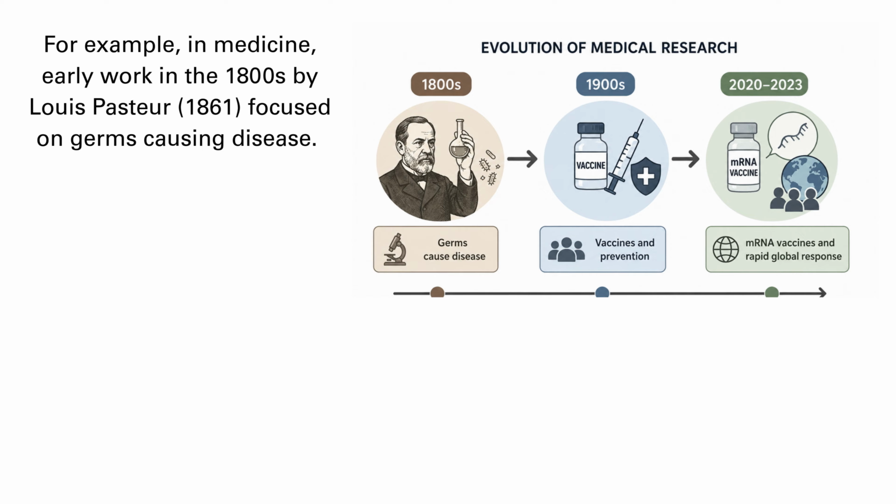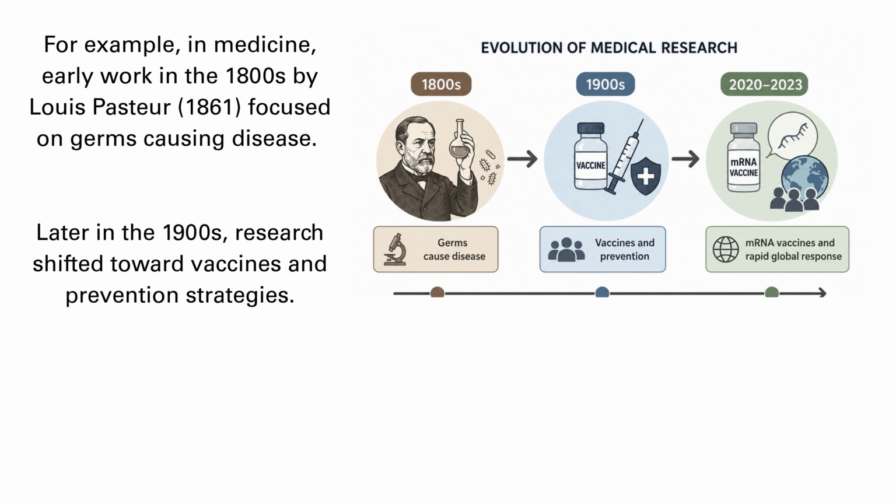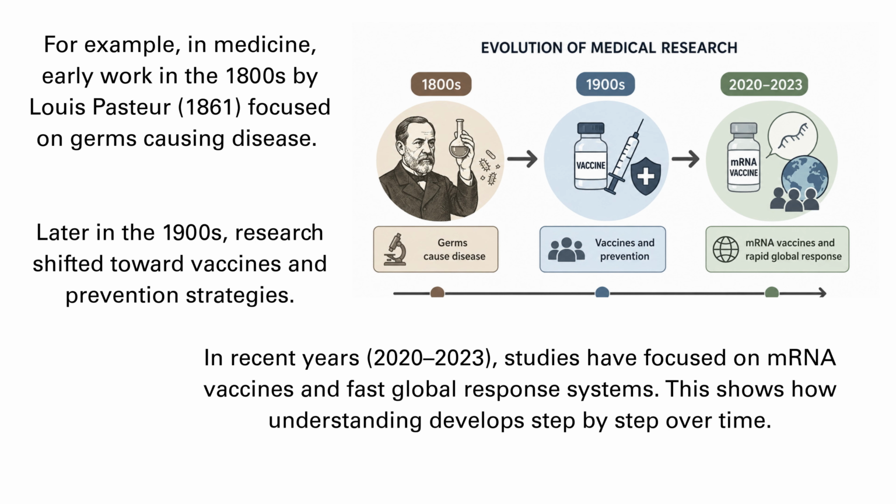For example, in medicine, early work in the 1800s by Louis Pasteur, 1861, focused on germs causing disease. Later in the 1900s, research shifted toward vaccines and prevention strategies. In recent years, 2020 to 2023, studies have focused on mRNA vaccines and fast global response systems. This shows how understanding develops step by step over time.